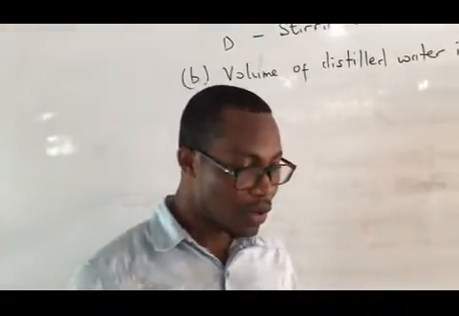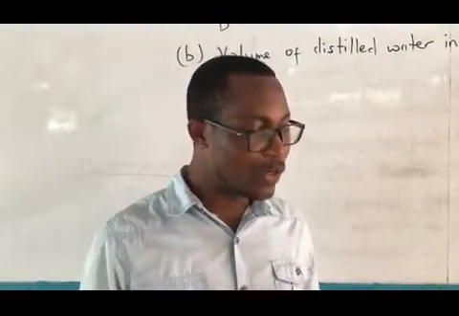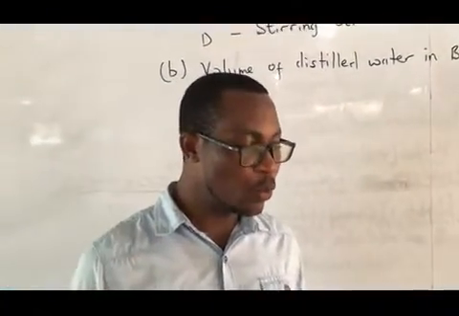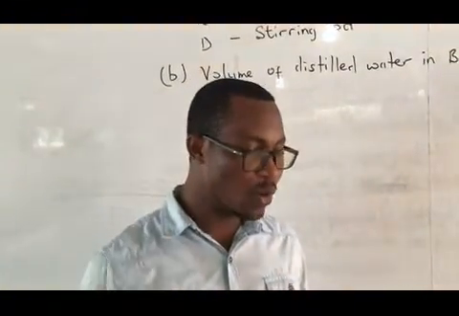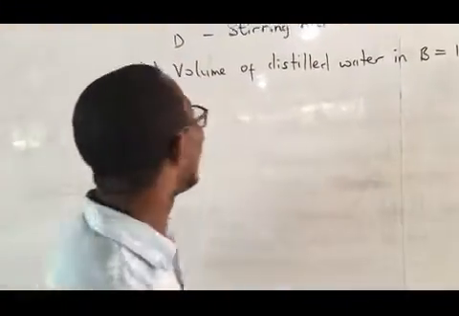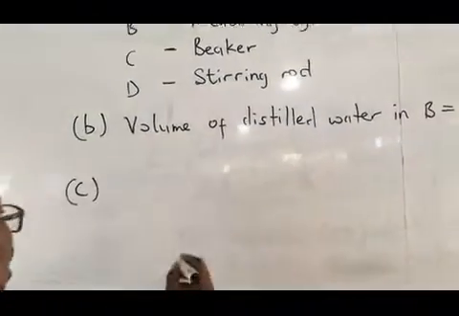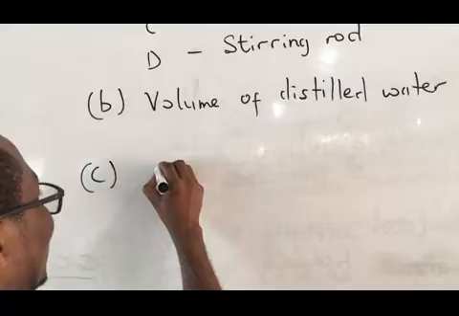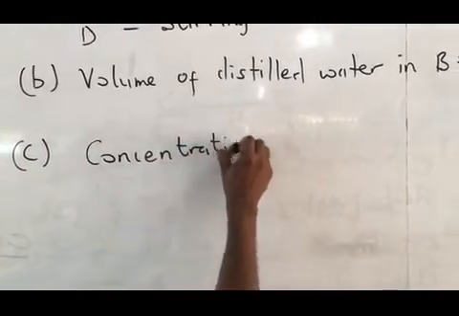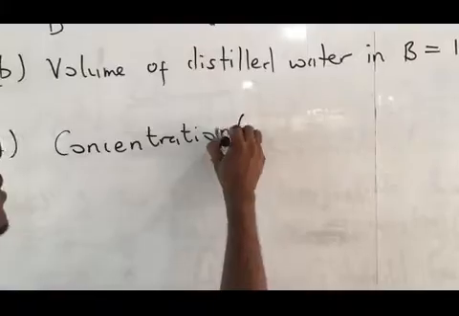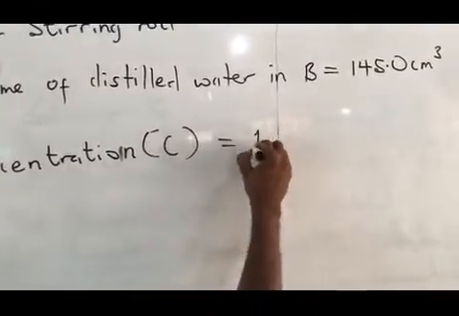If you remember, when we were reading the question, I asked you to take note of the statement 100 cm cube of 1 molar solution of sodium chloride. That was what was prepared. So from that information, the 1 molar represents the molarity or concentration. Concentration, which is represented as C, is 1.0 molar.